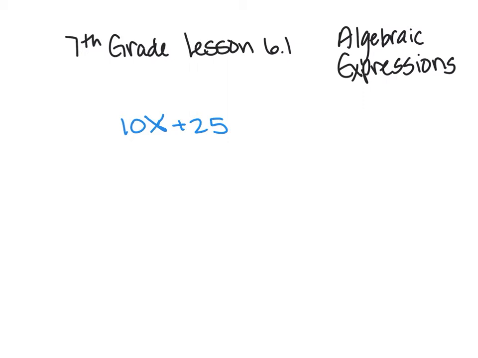So the next piece to know about an expression is it's built up of terms, T-E-R-M-S. You can have the constant term, like this 25 is a term, and I like to include whatever sign is in front of them with them as a term. This is a positive 25. That is a term. Terms are added together, so they're parts of an expression that are added or subtracted from each other.